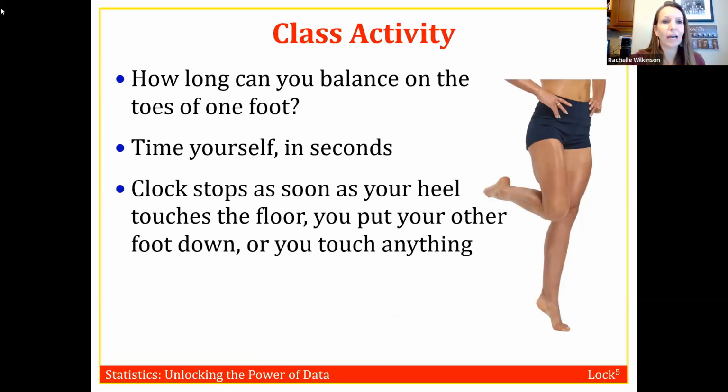All right, next we're going to collect some class data and see if we can analyze it, see what kind of distribution it has. What we're going to do is see how long you can balance on the toes of one foot.